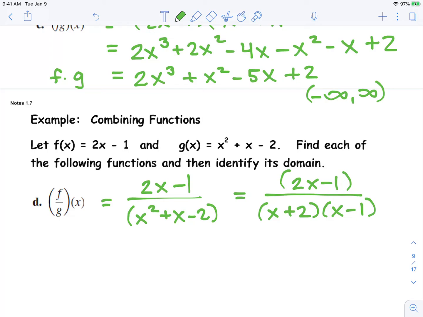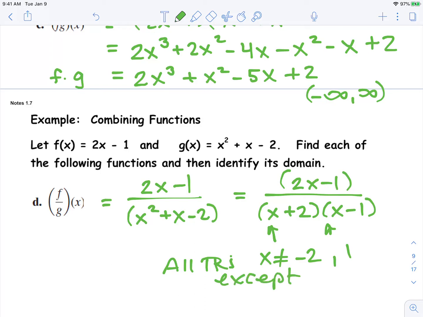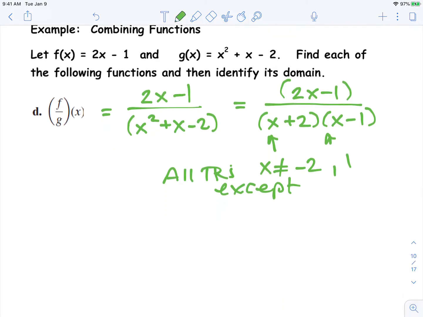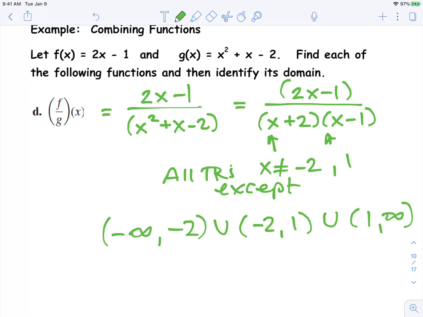There are two domain restrictions. We do not want the x to be negative 2 or positive 1. So it'll be all real numbers except for x cannot be negative 2 or positive 1. You could also write it as interval notation, negative infinity to negative 2, or negative 2 to 1, or 1 to positive infinity.